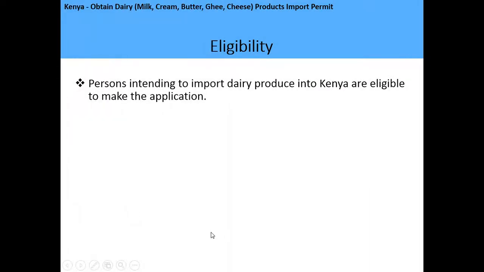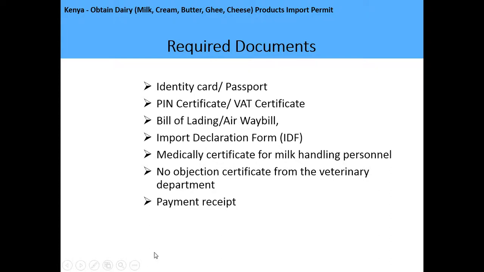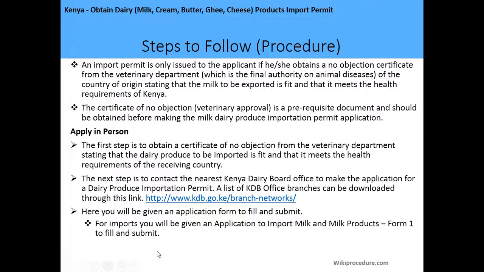The eligibility criteria is as follows. Persons intending to import dairy produce into Kenya are eligible to make the application. Required documents: you need your identity card and passport, a PIN certificate and VAT certificate, bill of lading or airway bill, import declaration form, medical certificate for milk handling personnel, a no objection certificate from the veterinary department, and the payment receipt of the milk importation permit.